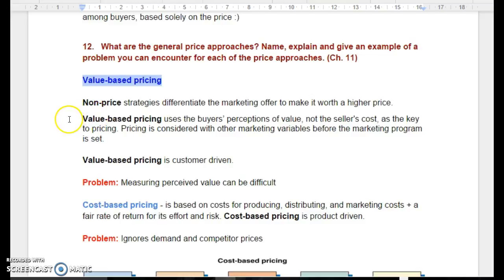In this case, non-price strategies differentiate the marketing offer to make it worth a higher price. Value-based pricing uses the buyer's perceptions of value, not the seller's cost, as the key to pricing. Pricing is considered with other marketing variables before the marketing program is set. Value-based pricing is customer-driven. The problem with this approach is that measuring perceived value can be difficult.